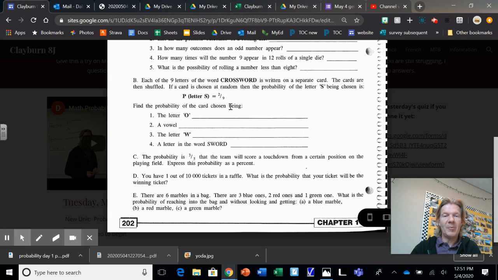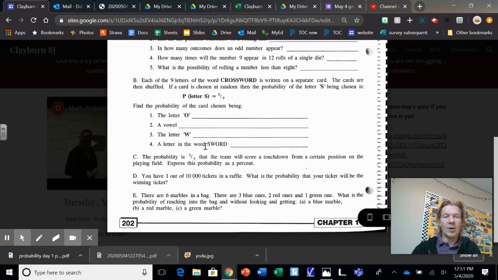So what's the probability of the letter O? Well, look up here. I have 2 O's, so it's 2 out of 9, or 22%. What's the probability of a W? Well, there's 1 W, so 1 divided by 9 times 100 is 11%.